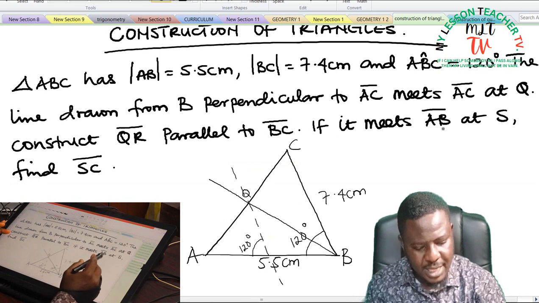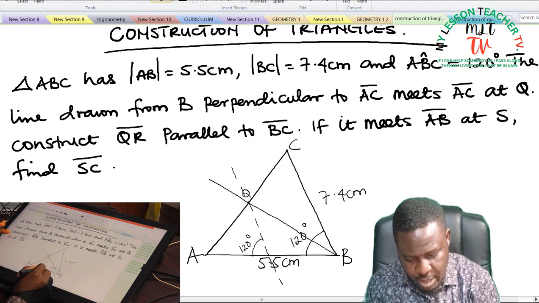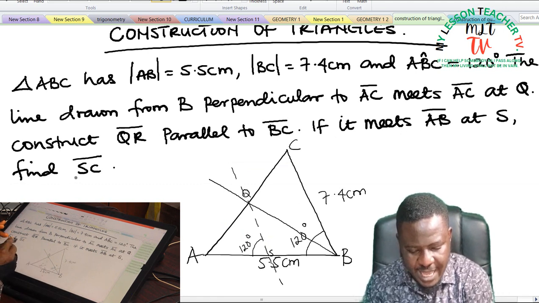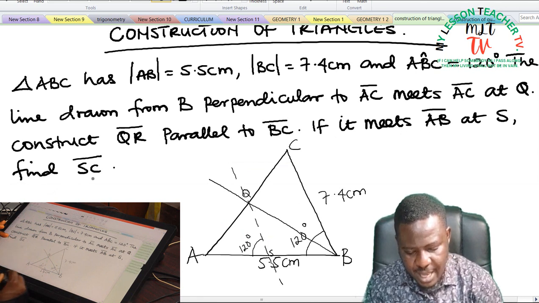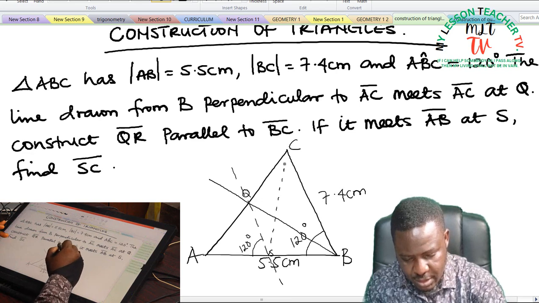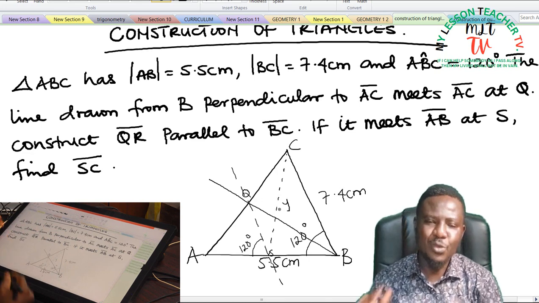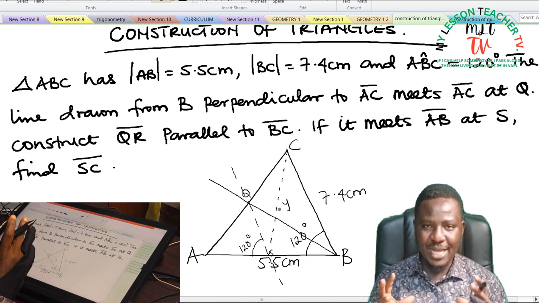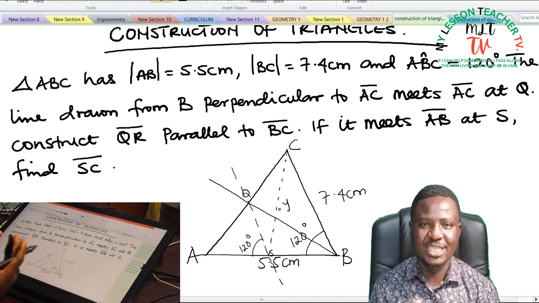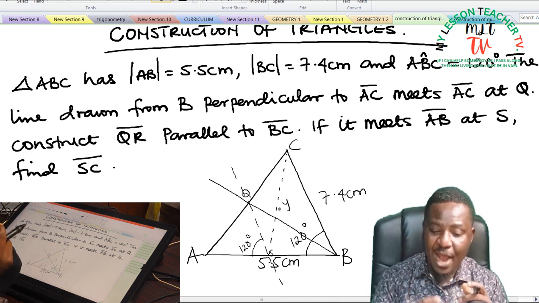If it meets AB at S, so this point here should be S, we should find SC. SC is the distance from here to this. So let's call it Y. So this is a complex construction, but since we have been able to sketch it, then we can construct it. So let's go ahead and construct this.